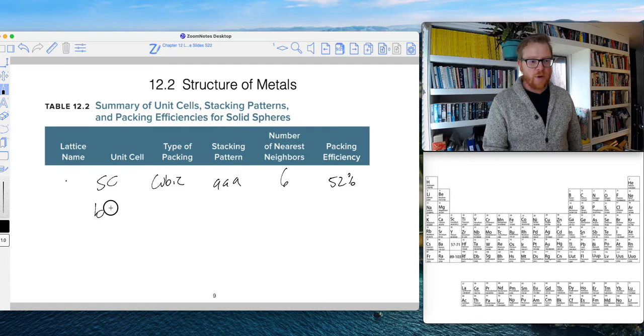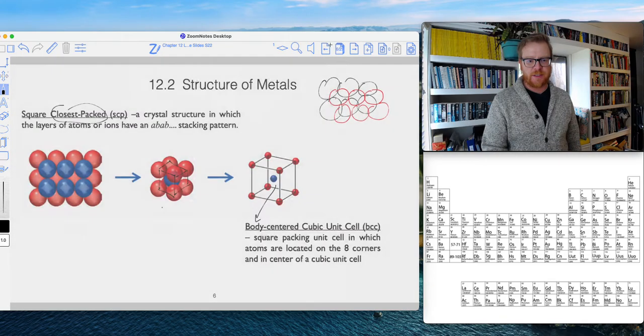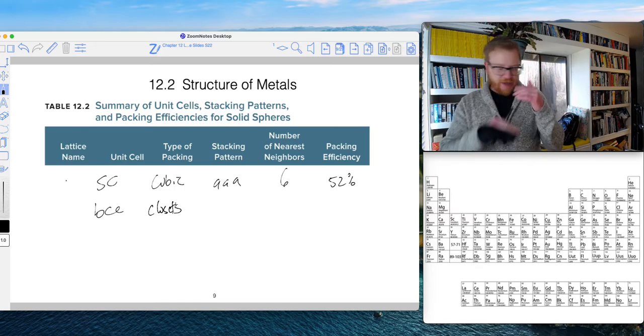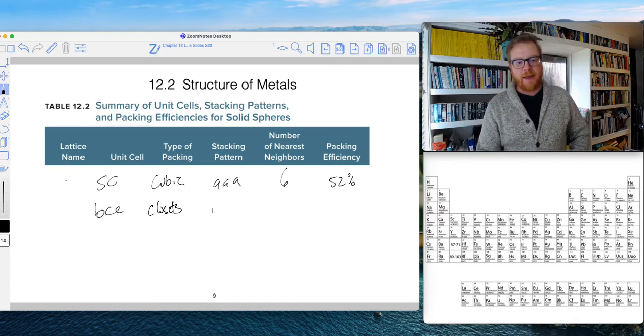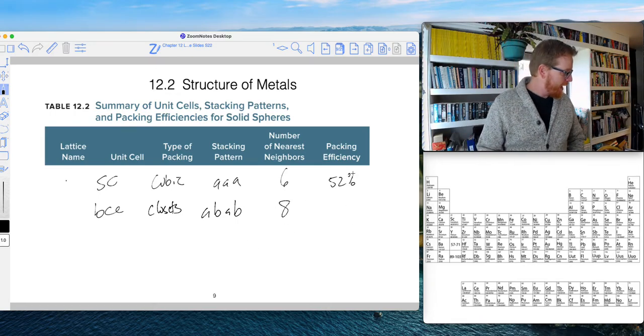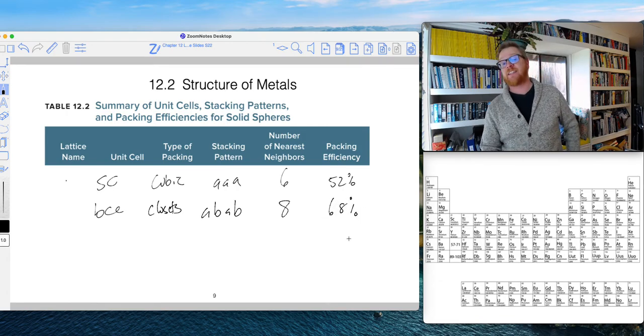So next one I want you to be familiar with is the BCC, the body-centered cubic. Okay, so that's the closest packing. I'm just going to call it closest. So we recognize that the atoms are fitting down into those little holes. That makes the AB pattern. There ends up being 8 nearest neighbors, and the packing efficiency jumps up to 68%.